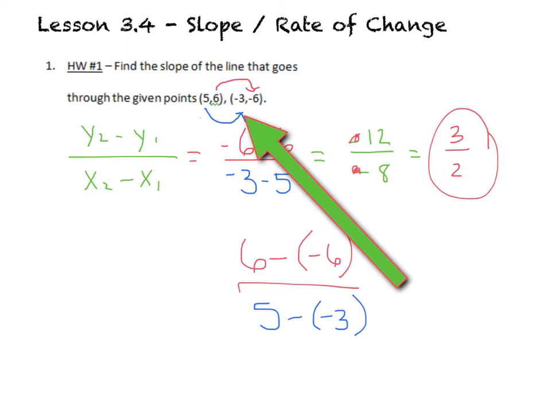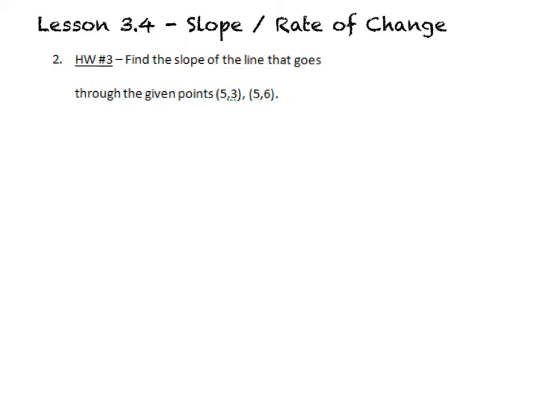Let's do one more example like this one. Here's example number 2 that goes with homework problem number 3. We're going to use our formula, which is y minus y over x minus x. I know that we usually have those little 2's and 1's, but sometimes I just write y minus y. As long as you remember to go in the same direction, then you'll be okay.